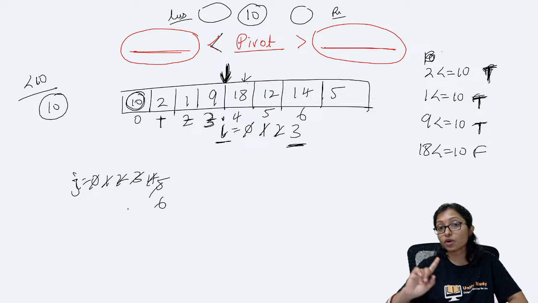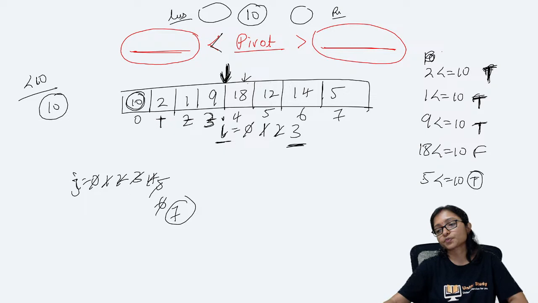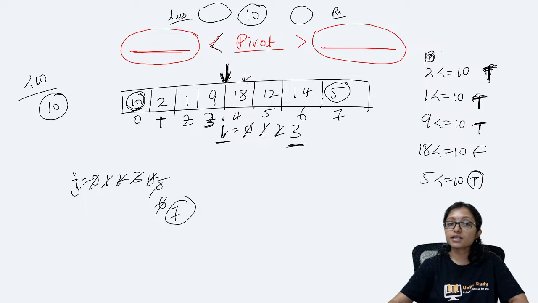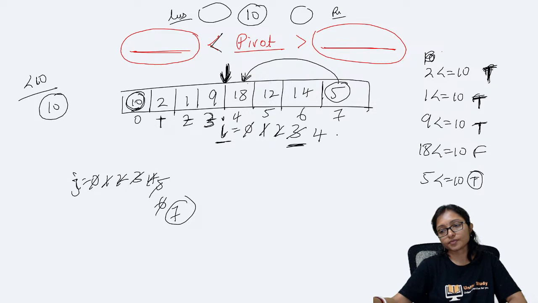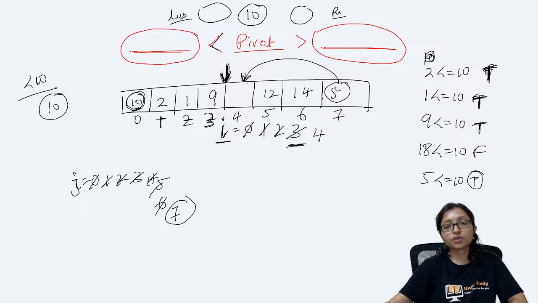When j value came to 7, we saw that again 5 is less than or equal to 10. That was true. So I understand that there is another value which is less than 10. That's why I am doing swapping here, so that I can get the place and update the i value to 4. So when I am doing the swapping here, what will happen? 5 and 18 will be swapped in these positions.